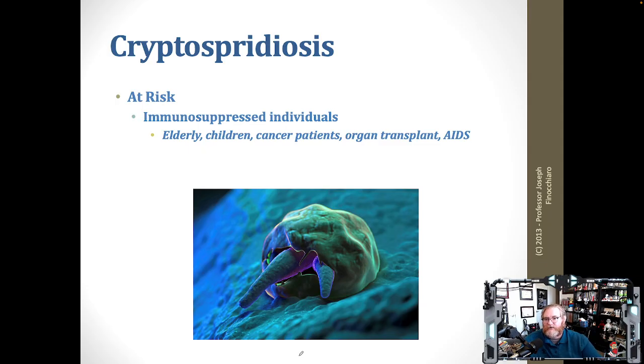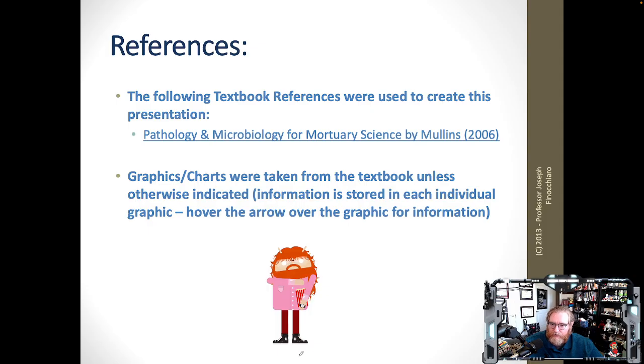At risk, we have immunosuppressed individuals such as the elderly, children, cancer patients, organ transplant recipients, and those suffering from acquired immune deficiency syndrome. Folks, this concludes our lecture on pathology microbiology.